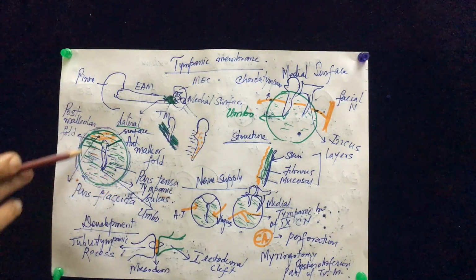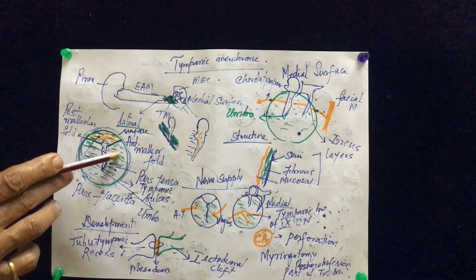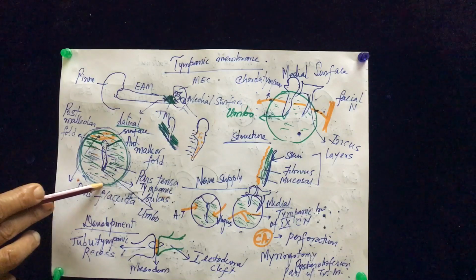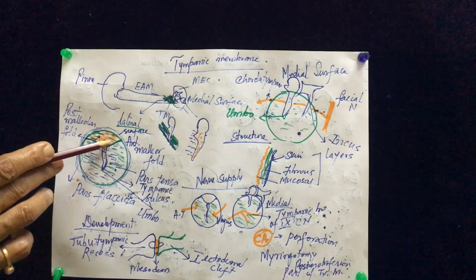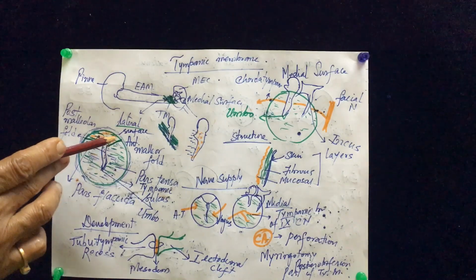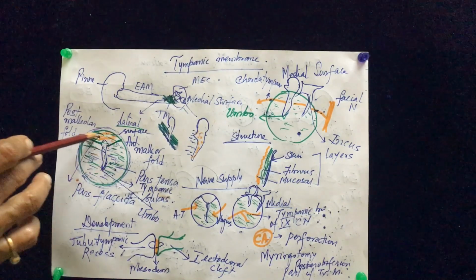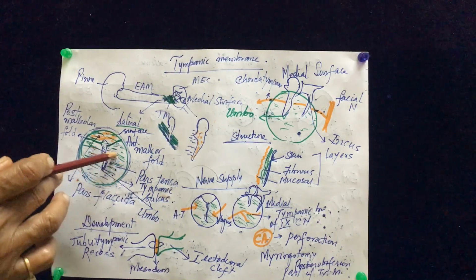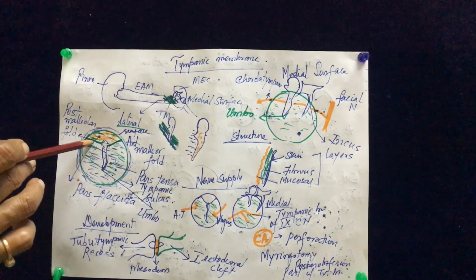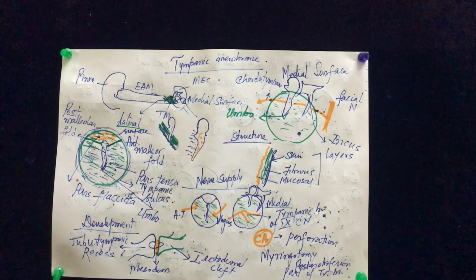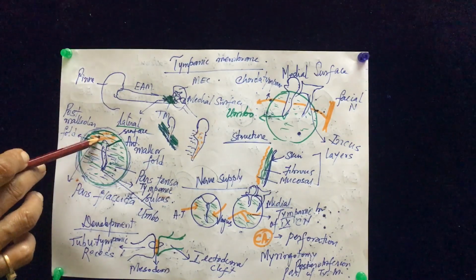These folds divide the whole lateral surface of the tympanic membrane into a lower portion, which you call pars tensa, and an upper portion, which you call pars flaccida. In the pars tensa, the fibers and everything are more compactly arranged. Here it is pars flaccida. So this is pars tensa and that is pars flaccida.